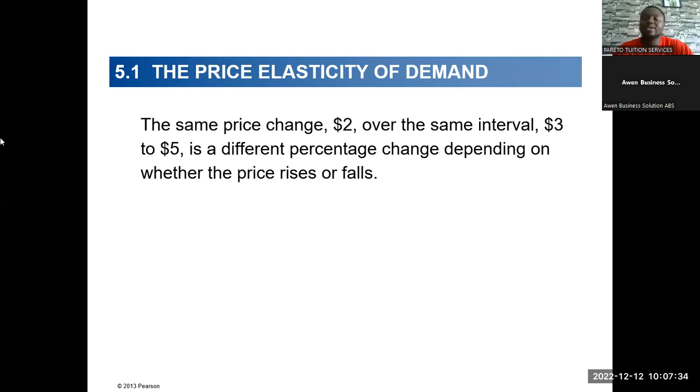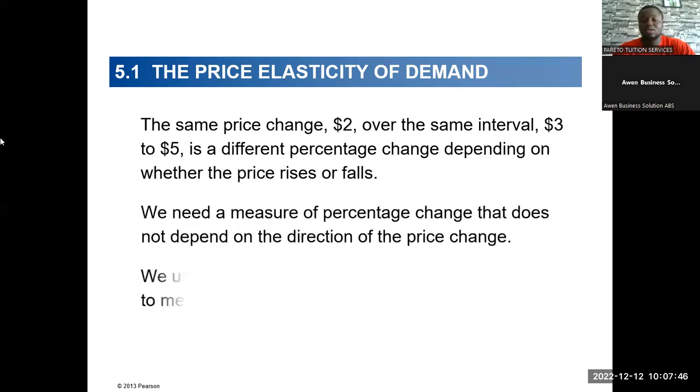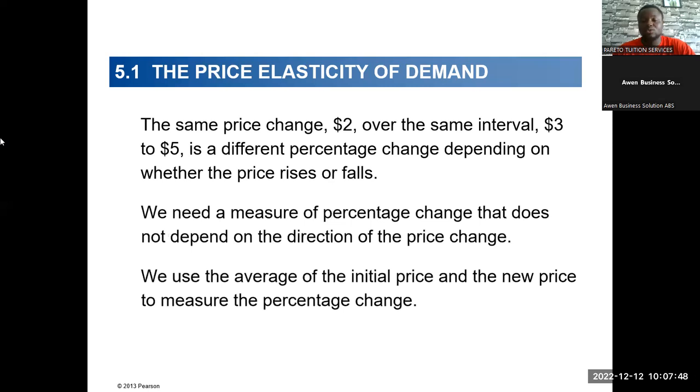We need to find a way to actually get a single percentage change, which is independent of the direction of change. It doesn't matter if the change is an increase or a decrease. So we have to get something like that. So for us to get an ideal measurement of the percentage change, instead of dividing it by the initial price, we divide it by the average of the initial price and the new price. We divide it by the average.